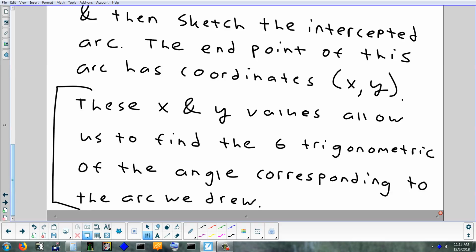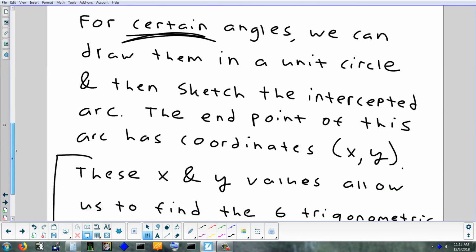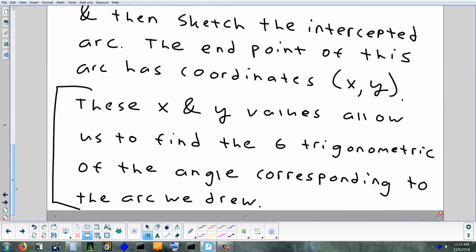So numbers like 30, 60, 90, 120, 150, those are all multiples of 30. 45, 135, 225, 315. All those numbers I just said were multiples of 45. Okay, so there's only certain angles that you can really do with unit circle trig easily. Right? And that's the 30s and the 45s.